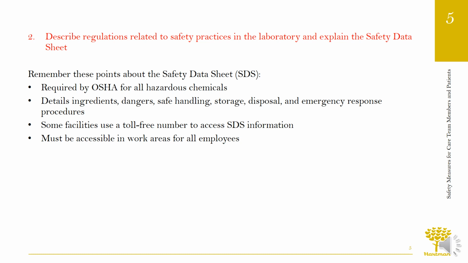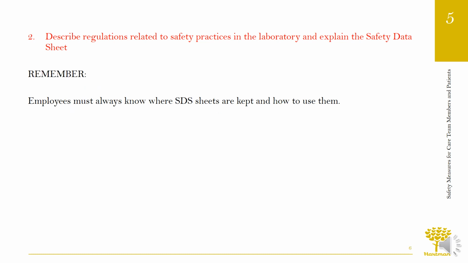Employers must have an SDS for every chemical used. Employers must provide easy access to the SDS. Staff members must know where these sheets are kept and how to read them. They should also ask for help if they do not know how to do this. Remember, employees must always know where SDS sheets are kept and how to use them. This goes hand in hand with OSHA's You Have a Right to Know policy.